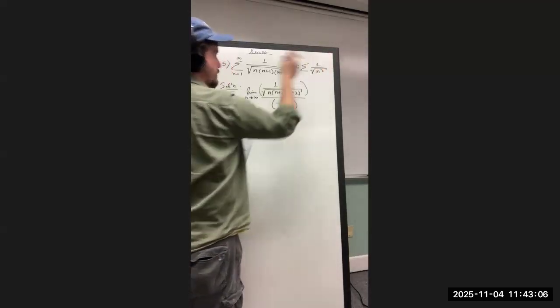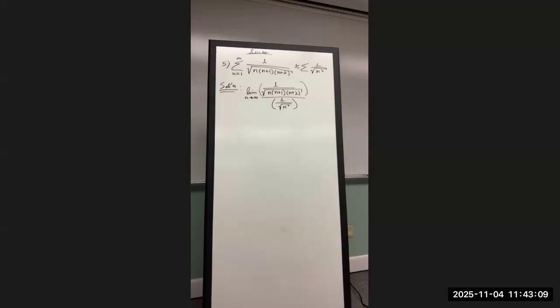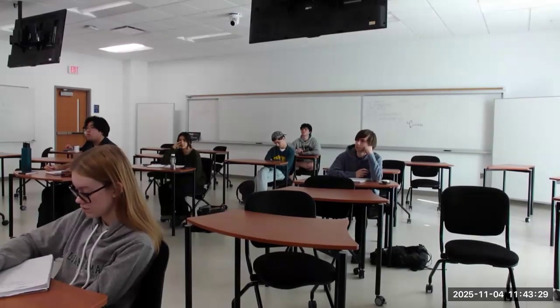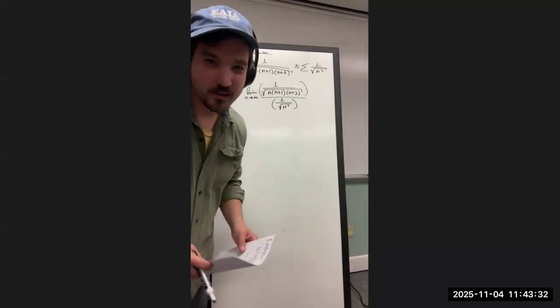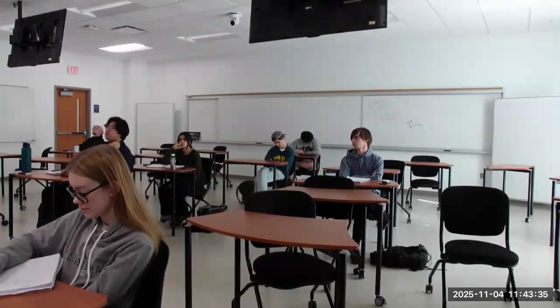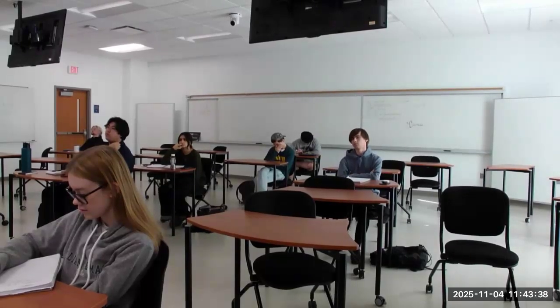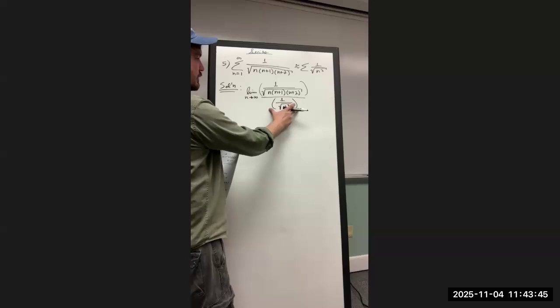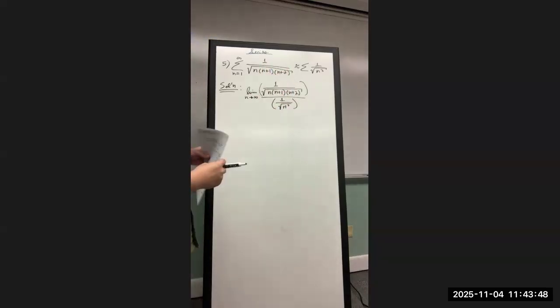And what do we know about the thing I'm comparing it to? Is it convergent or divergent? It should converge because it turns into n to the 3 over 2, which is greater than 1. Good. Yeah, so it's a convergent p-series. So we're comparing it to a convergent series. Therefore, we're expecting that if this limit converges, then the series converges.